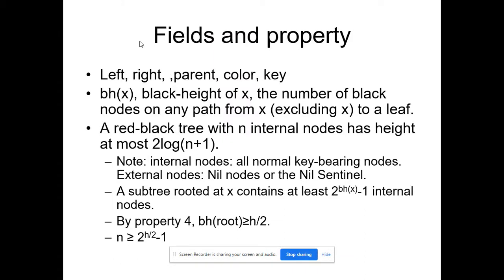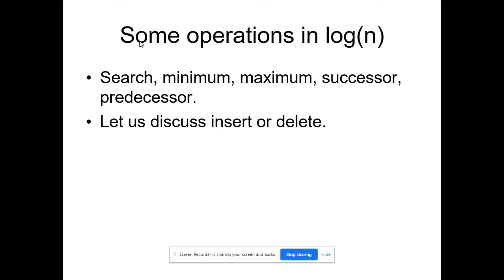What are the fields that you find? You have a left child, a right child, a parent, a color, and a key. So in addition to the fields that you have in a binary search tree, you have another field, the color. A red-black tree with n internal nodes has height at most 2 log(n+1). The operations you can perform are searching, finding the minimum, maximum, successor, and predecessor.